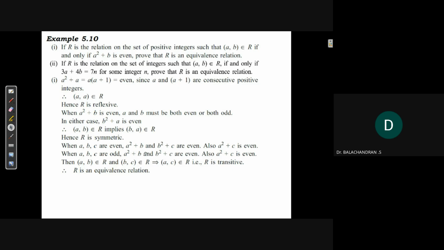Similarly, if a, b, c are odd, a is related to b, b is related to c, and hence from this a square plus b is an even number. Similarly, b square plus c is an even number. So a comma b related to R implies a square plus b is even. b comma c related to R implies b square plus c is even. So from this we know that a square plus c is also an even number.